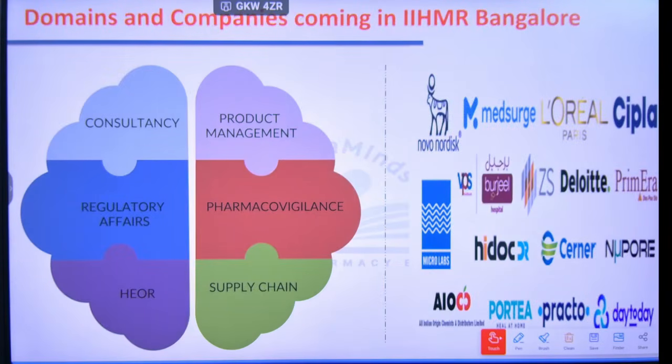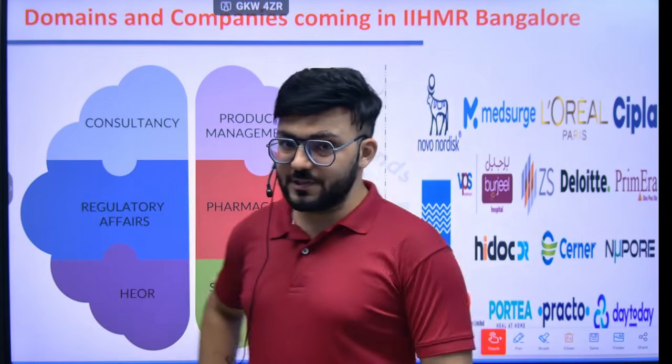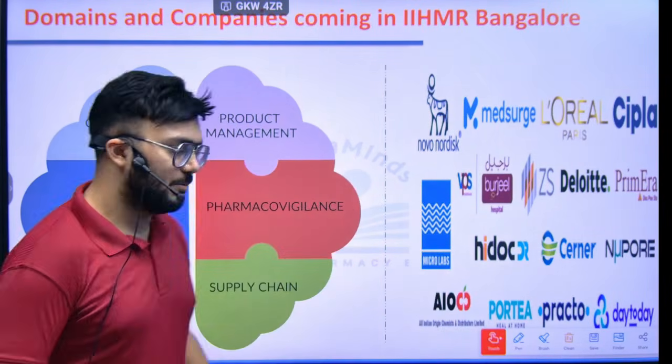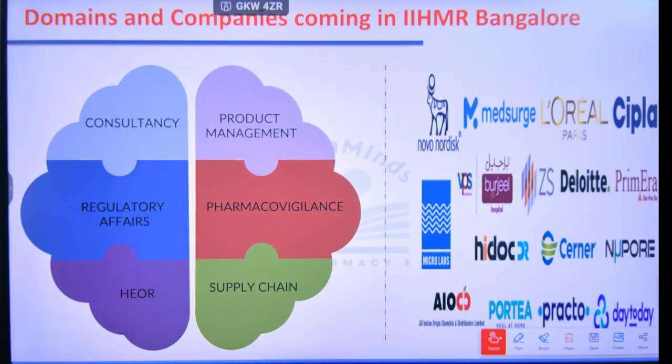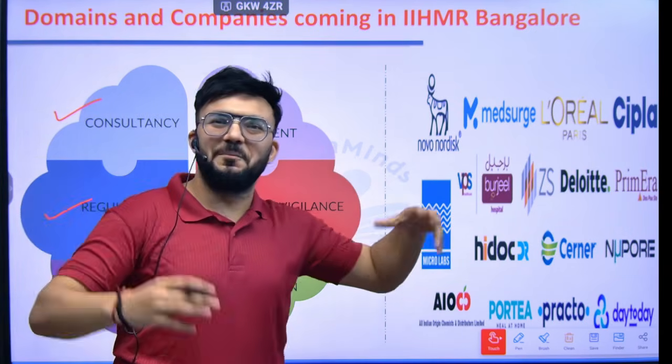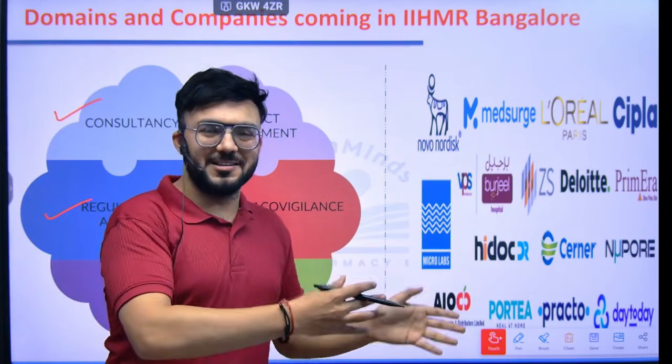Domains and companies coming in IIHMR Bangalore. This is something I knew would be of interest to you. That's why I'm highlighting all these points, because we always want to understand what companies are coming, for which role. So consultancy, product management, regulatory affairs, pharmacovigilance, HEOR, supply chain, and these are a few of the many. I'm going to highlight others on the next slide.